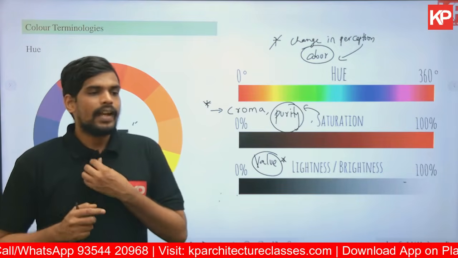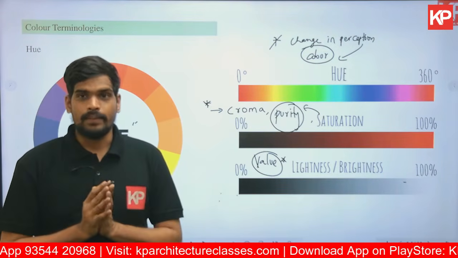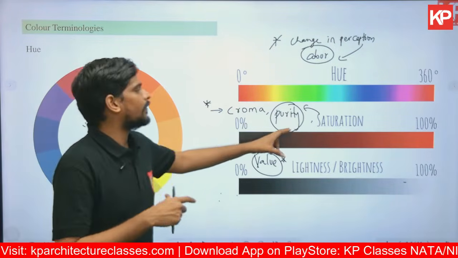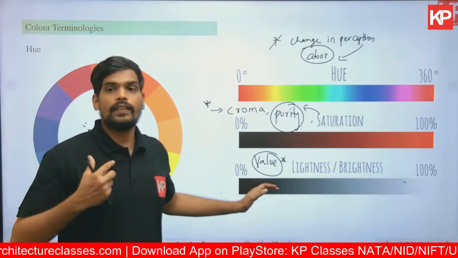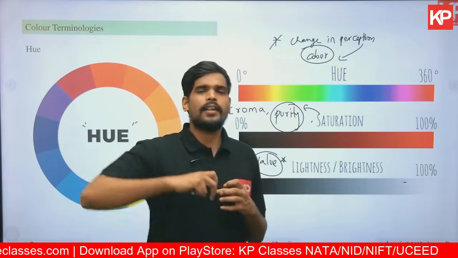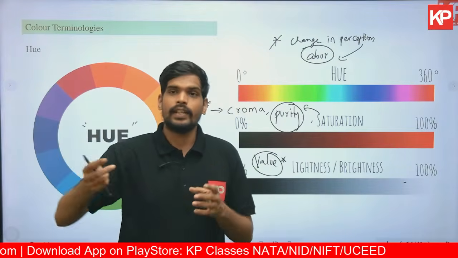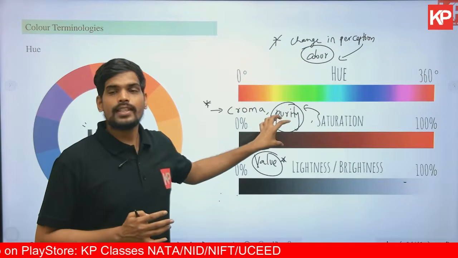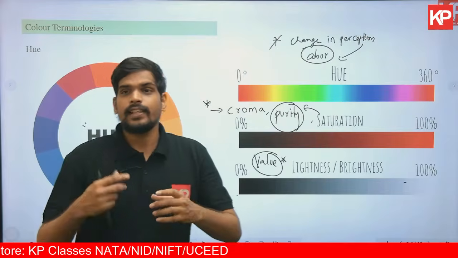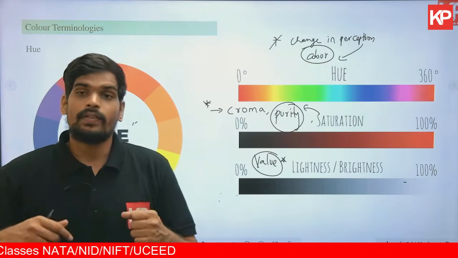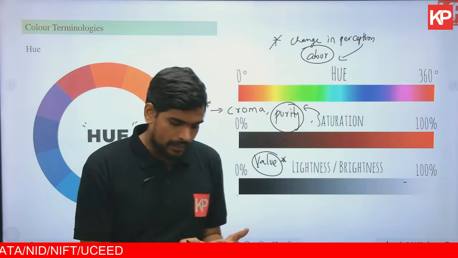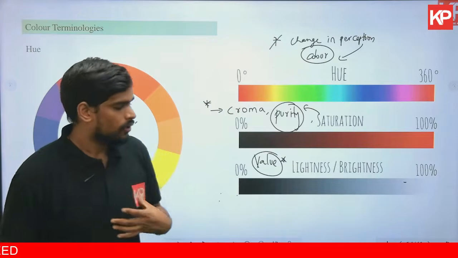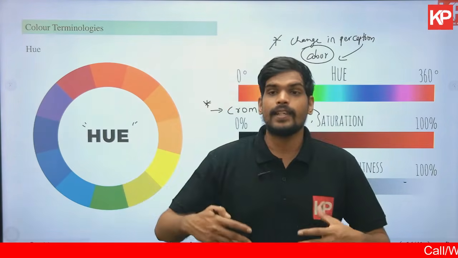For example, if I say red, is red only a single color? No, red is just a hue. Within that hue, you can create different levels of purity and different levels of brightness. A 100% bright red will be different, and a dark version of red will be different. Take a hue, change its saturation and brightness, and you can get alternative colors. These are the terms associated with generating different colors.